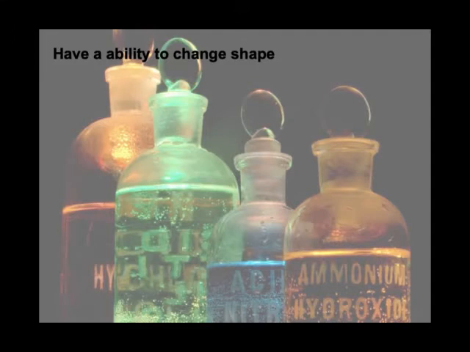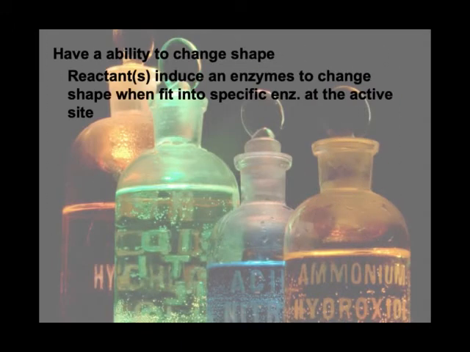They have the ability to change their shape. What happens is the reactants cause the enzyme to change its shape when they fit into a specific enzyme at an active site. The active site of an enzyme is very specific for the reactants that fit in there. It's kind of like your house key. Your house key fits into your house. My house key won't fit into the lock on your house. So it's kind of like that with reactants and the enzyme that they're supposed to fit into.